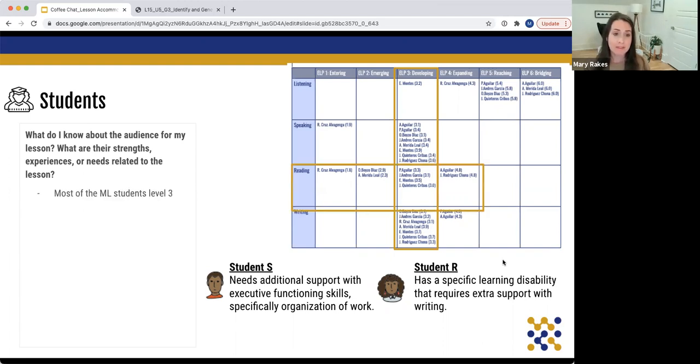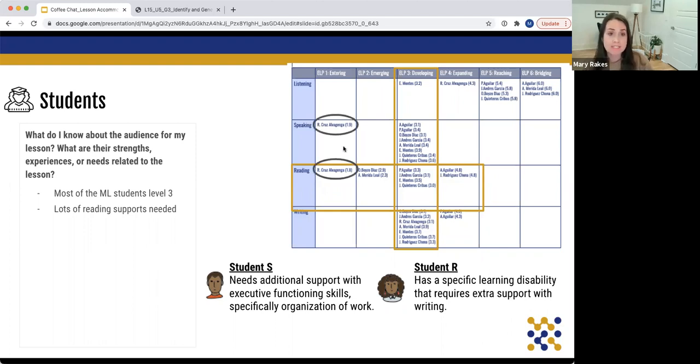The next thing that I'm going to be thinking about is this right here. So I'm thinking about reading. I don't have any students that are in this proficient and advanced category. So a lot of my students are going to need some reading support. So that's just something for me to keep in mind as I'm planning.